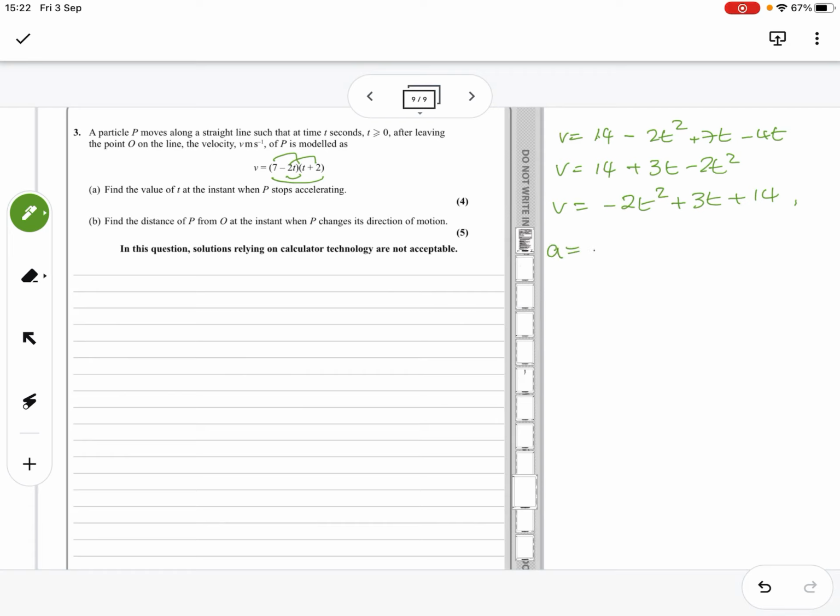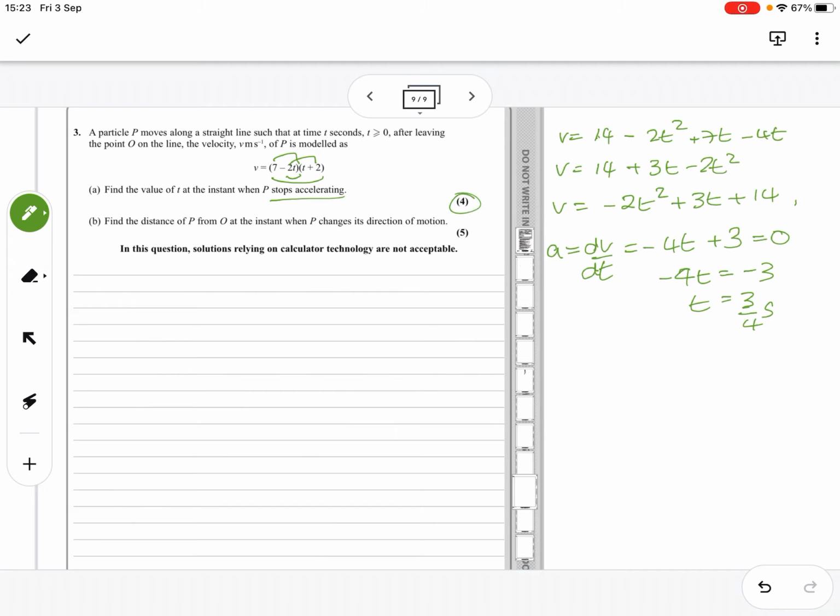So to get acceleration, that is dv by dt, which gives you minus 4t plus 3. You want that to be 0, that's what they've said, when P stops accelerating. So that would give you minus 4t equals minus 3, so t would be 3 over 4 seconds, or 0.75, whichever you want. So we've done that.